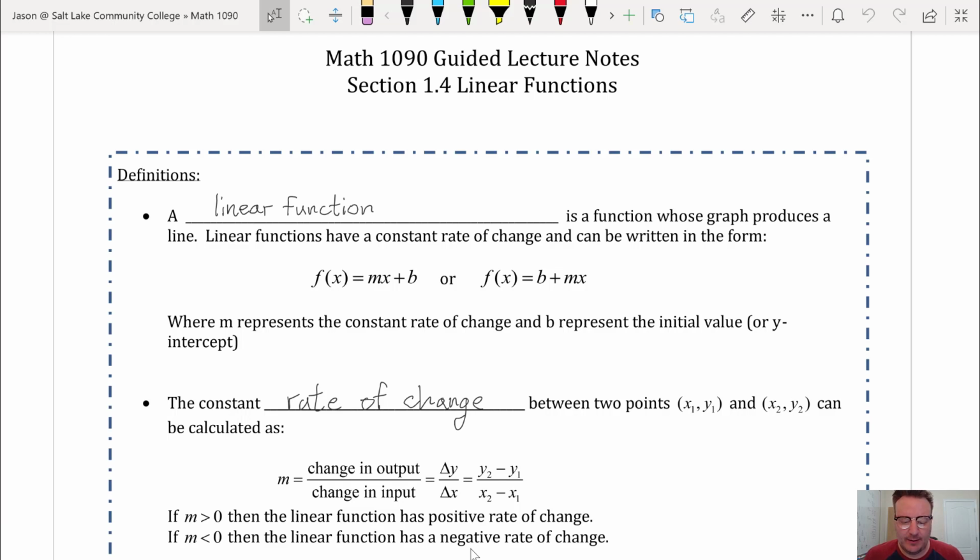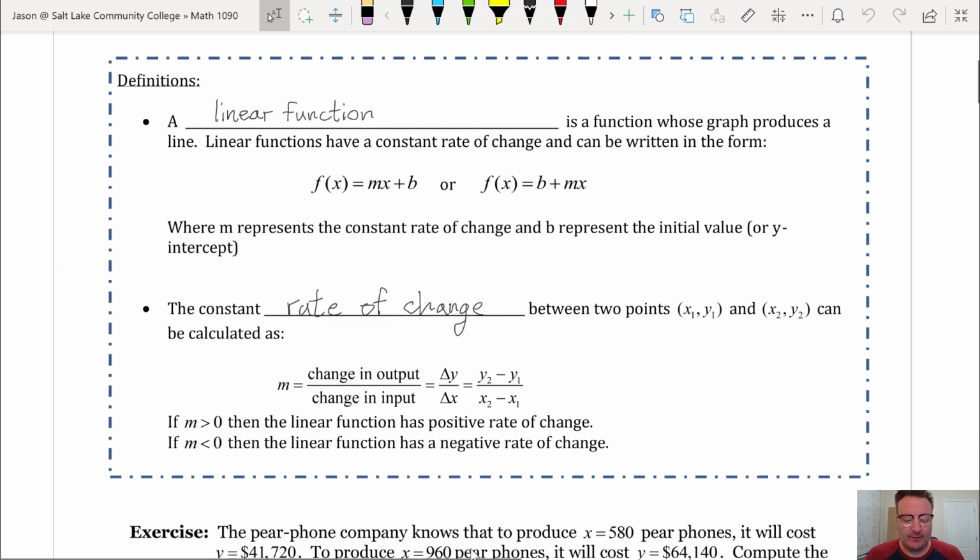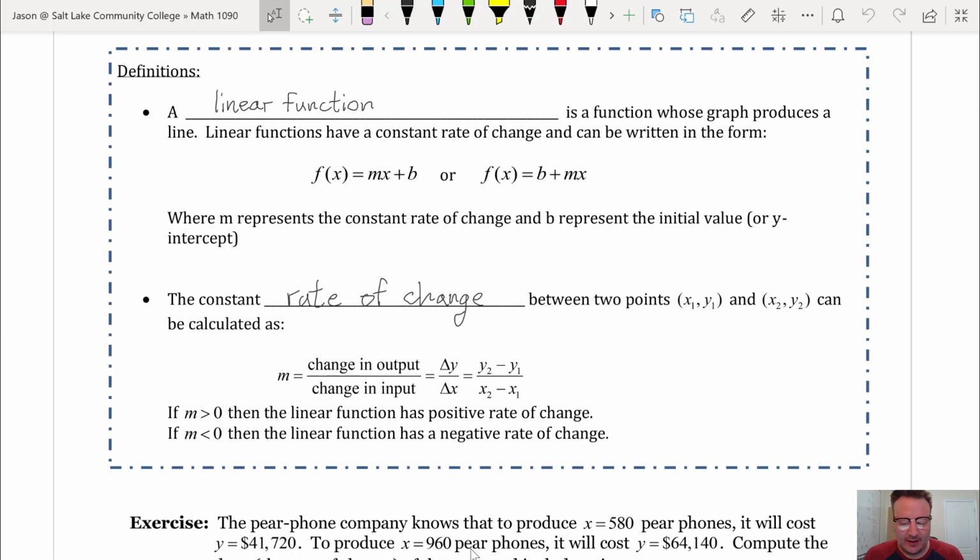Okay, this is Math 1090, section 1.4 on linear functions. Let's get started. First, the definitions. A linear function is a function whose graph produces a line. Linear functions have a constant rate of change and can be written in the form f(x) = mx + b, or f(x) = b + mx.